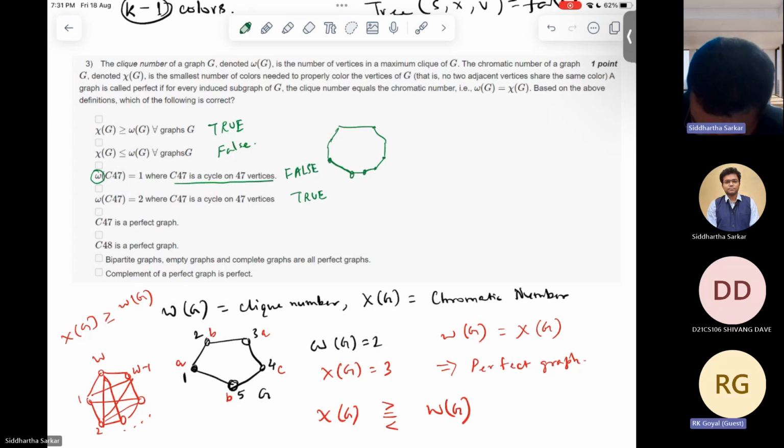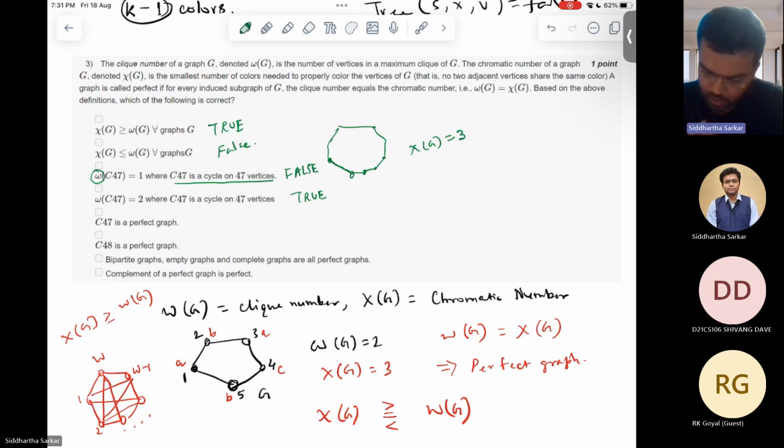Now is C47 a perfect graph? No. Because it's an odd cycle, the chromatic number is 3, whereas we have seen that the clique number is only 2. So these two do not match. Therefore, C47 is not a perfect graph.